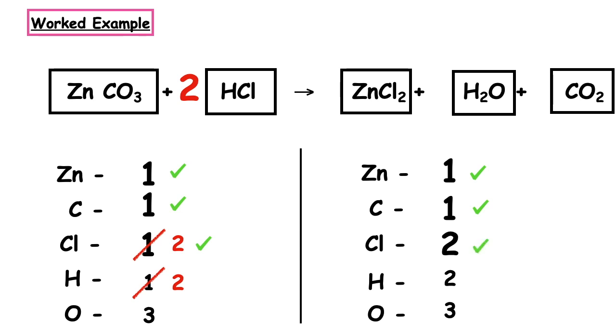Hydrogens, we now have 2 on the reactant side. We have 2 on the product side. They balance, so we can tick them off. And oxygens on the left, we have 3. Products, we have 3. Therefore, they balance. We can tick them off. We double check that everything on both sides is balanced, which they are. So that's us completed the balanced equation.